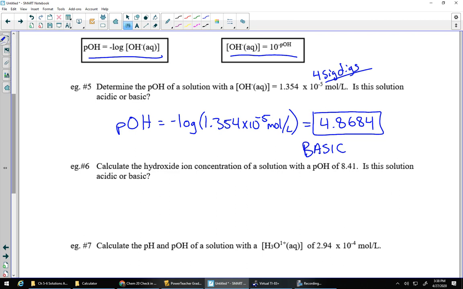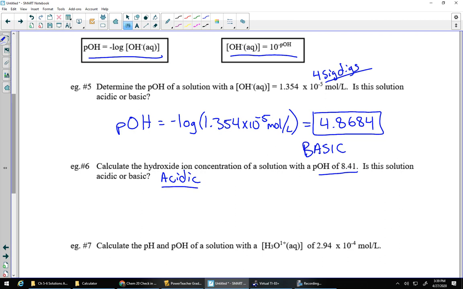Cool. Okay. Number 6. Calculate the hydroxide ion for something with a pOH of 8.41. Is it acidic or basic? So I think in this case, it's probably easier to ask ourselves the second question. Is it acidic or basic? Well, it's got a pOH greater than 7, which means it's acidic. Again, opposite to pH. So it is indeed acidic.